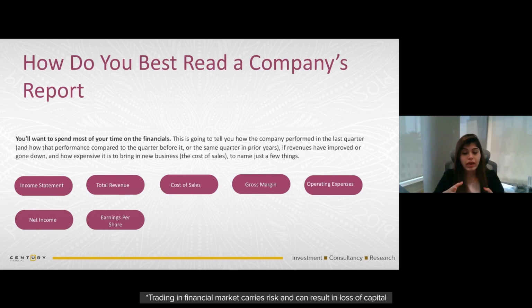But when you're analyzing a company's earnings report, the most quality time that you will be spending will be on the income statement. Within the income statement, we will be looking at the total revenue, the cost of sales, gross margin, operating expenses, the net income, and most importantly, earnings per share.